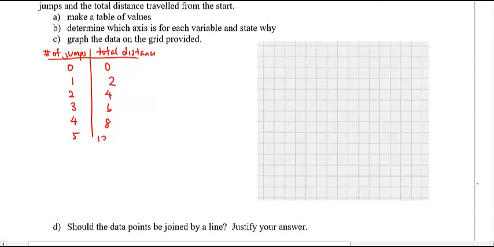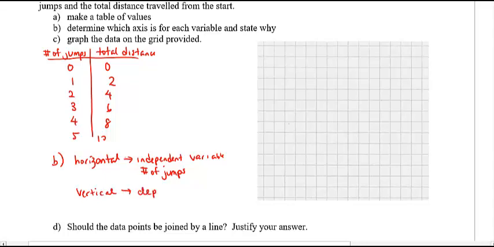So, part B says, determine which axis is for each variable and state why. So, the horizontal axis is always the independent variable. And our independent variable in this case is the number of jumps. Right? The frog gets to choose that. Our vertical one always represents the dependent. And what would that be in this case? The total distance.